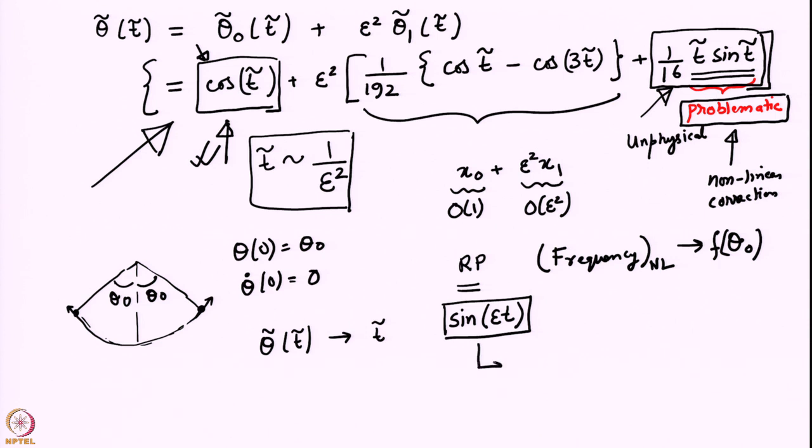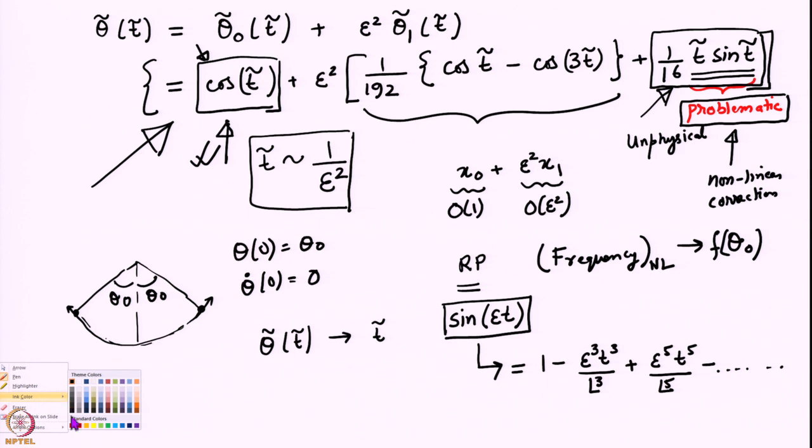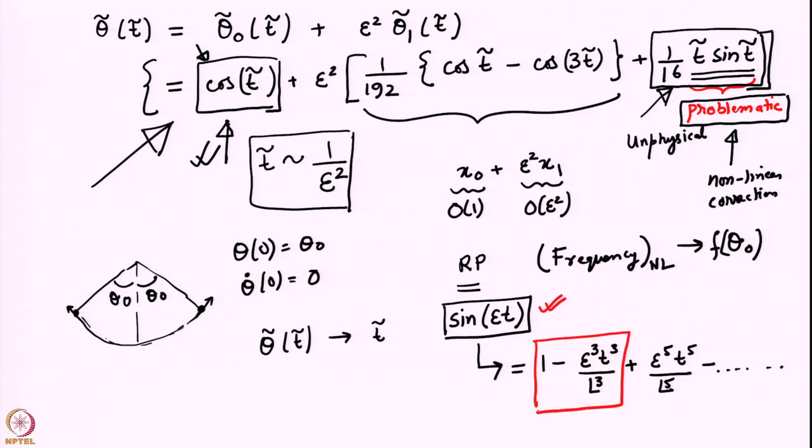Let us now represent this by a series expansion for small epsilon. We will use the Taylor series approximation, and that gives me 1 minus epsilon cubed t cubed by factorial 3 plus epsilon to the 5 t to the 5 by factorial 5 minus and so on. Now, this is a perturbative approximation. So I replace this original function with its perturbative approximation, so let us say sin epsilon t is 1 minus epsilon cubed t cubed by 3.